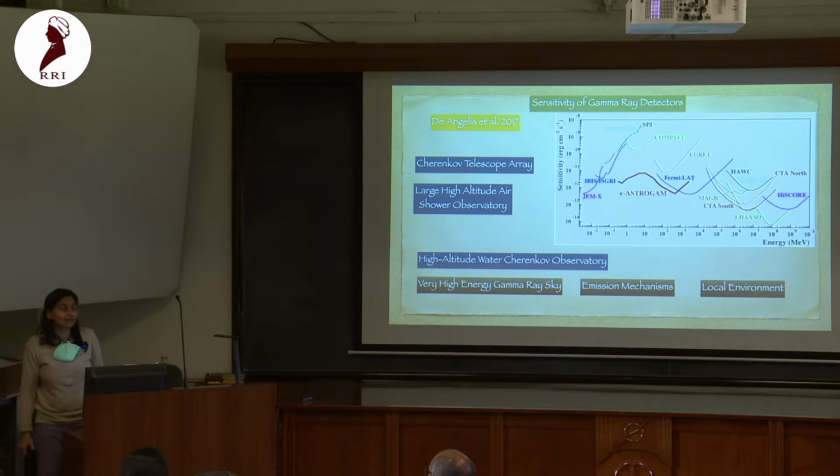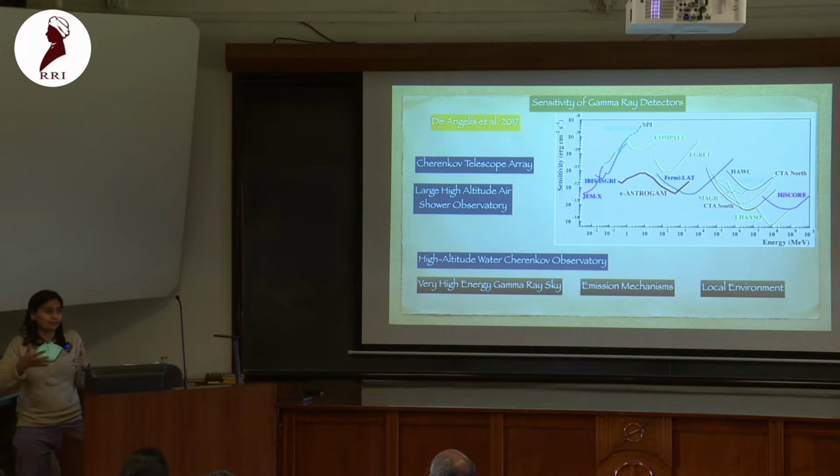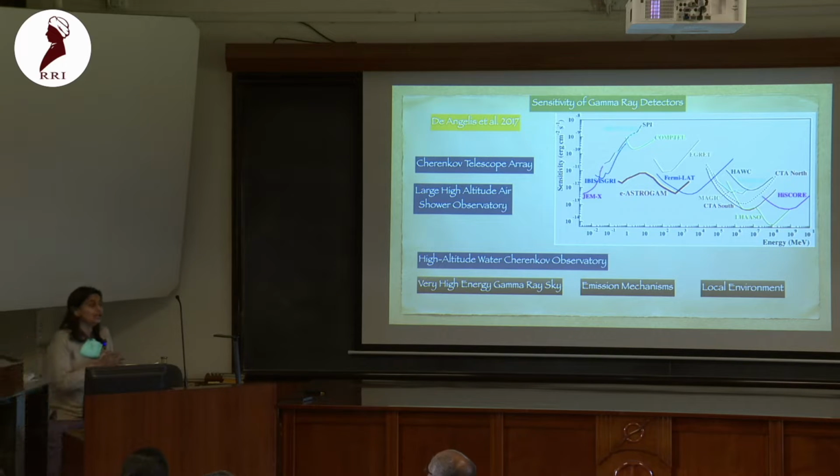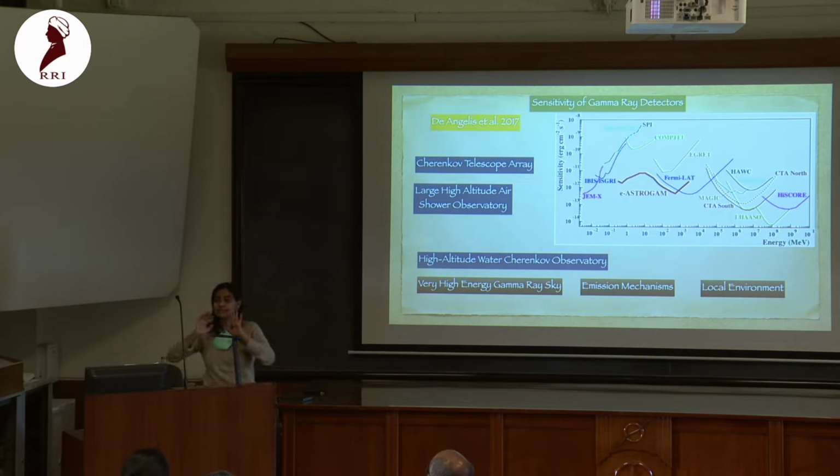Basically a very interesting thing is seen, and there are many workshops going on this topic currently, that in our galaxy there are many gamma ray sources which are emitting gamma rays up to 100 TeV, and there are halos around them. So what they are saying is that the emission is from a big halo.